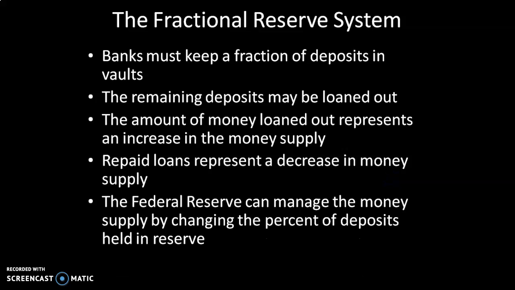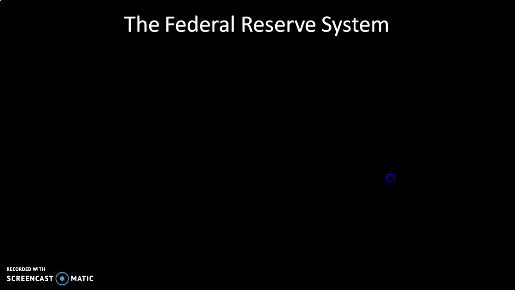And the Federal Reserve can manage the money supply by changing the percent of deposits that they require to be held in reserve. Remember, money that's held in the vaults can't be lent out. So if the Federal Reserve wants to manipulate the money supply, they can manipulate the amount of money that they require to be held in bank vaults.